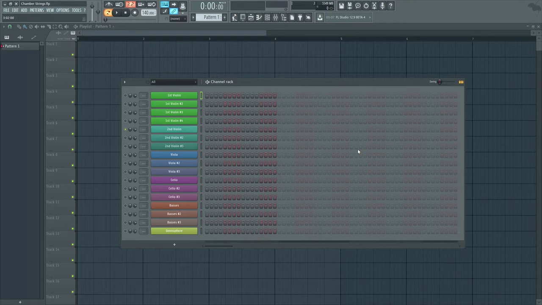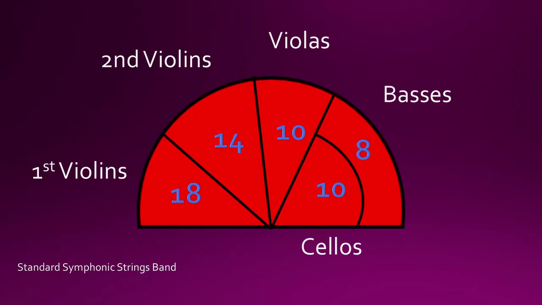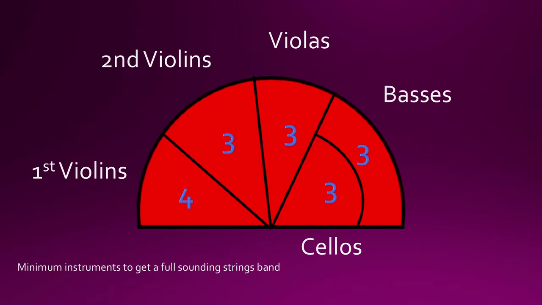So what we've found is some shortcuts over experimentation, in that the minimum number of instruments to get a full sounding strings band is the following. Usually 4 violins is enough, 3 second violins, 3 violas, 3 basses, and 3 cellos. If you get that number, it sounds pretty full, and most people won't be able to tell the difference that you're using more or using this number. This is a pretty full sounding amount. So you can stick with this as your guideline.